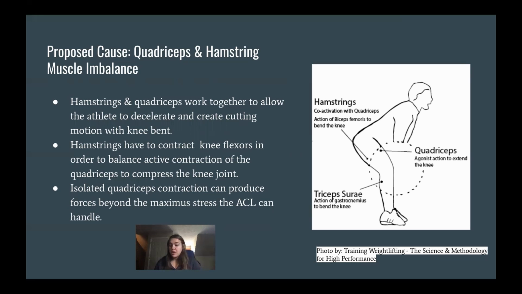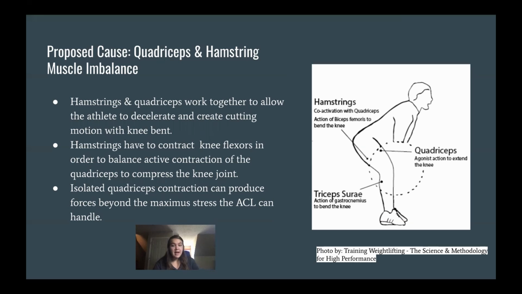A lot of people struggle with hamstring strength. A lot of people know how to strength train their quads, but don't have that same strength in their hamstrings. If you don't have that same strength in your hamstrings, they are not going to be able to counteract and balance the contraction of your quadriceps. If you have an isolated quadriceps contraction, it can produce a force and compress the knee joint so much that it goes beyond the maximum stress of the ACL, which can contribute to an ACL rupture.